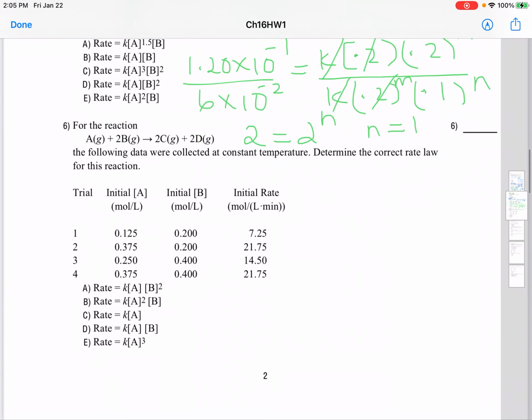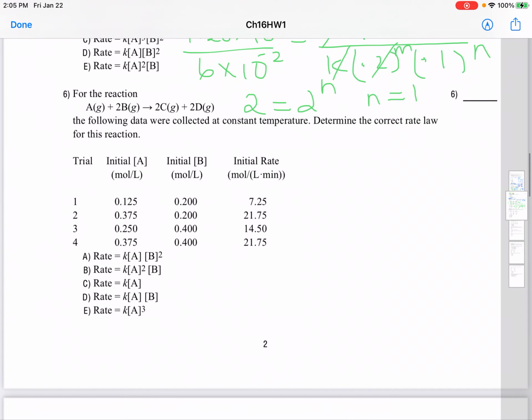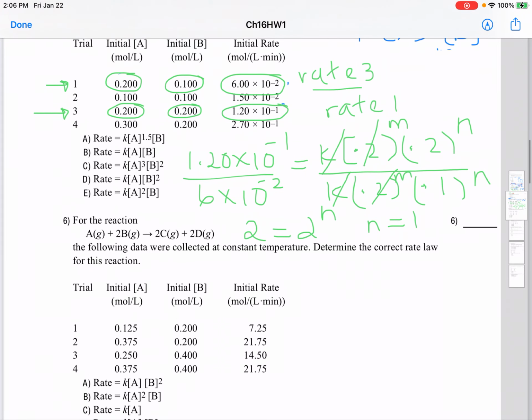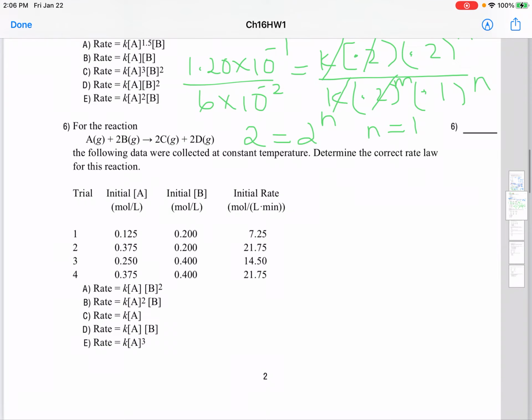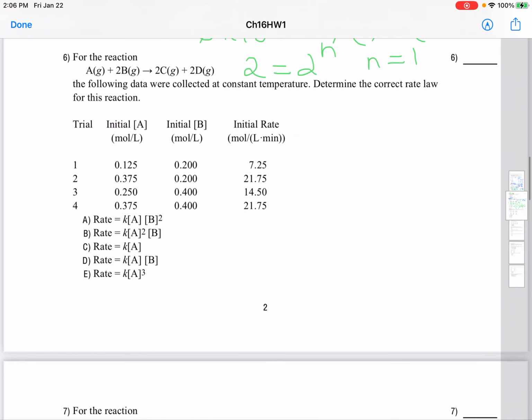So we learned from 1 to 5 how to find the orders of the reactants, right? Now number 6 is similar to number 5. You saw how number 5 worked, and you can do the same thing for number 6. Rates are given, and initial concentrations of A and B are given. So follow the same procedure, and you should be able to find the answer for number 6.